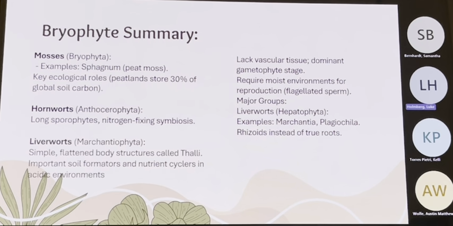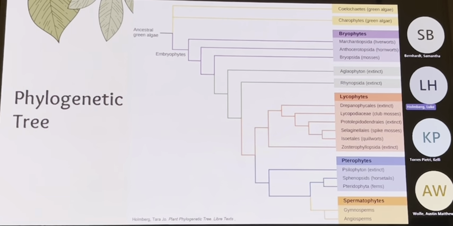And here's our phylogenetic tree. You can see we started with the ancestral green algae, and then we have a branch which has the remaining green algae, which we still see today. And then we move to the bryophytes, which were the first seedless plants, avascular, that has our liverworts, our hornworts, and our mosses.